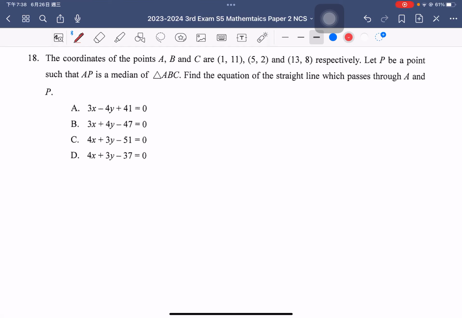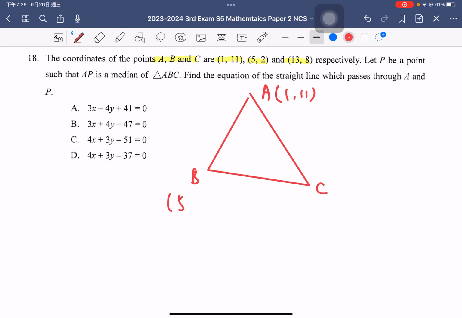So question 18 is about coordinate geometry, and the question is saying that we have 3 points, A, B, C. The points are (1, 11), (5, 2), and (13, 8). So you can try to draw a rough triangle here, and then we have the points A, B, C. So A is (1, 11), B is (5, 2), C is (13, 8). And that's for the first sentence.